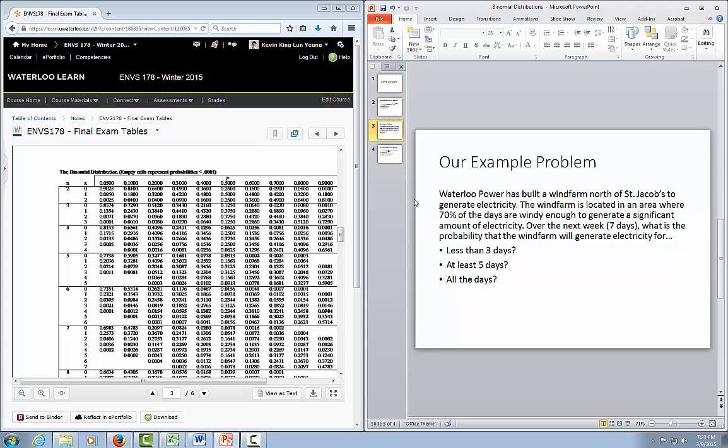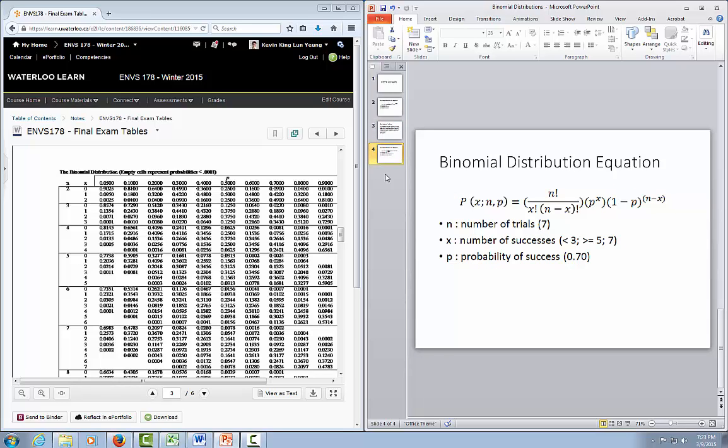So let's quickly go back to our equation, and from the question we can determine what n, x, and p are. So n is equal to 7. Our test is over the next 7 days, and each day is a trial. X is equal to less than 3, at least 5, or exactly 7 days. And we will do these tests separately. And p is equal to the probability of success, or the success rate, which is 0.70, equal to the percent of days that will have generated significant electricity.